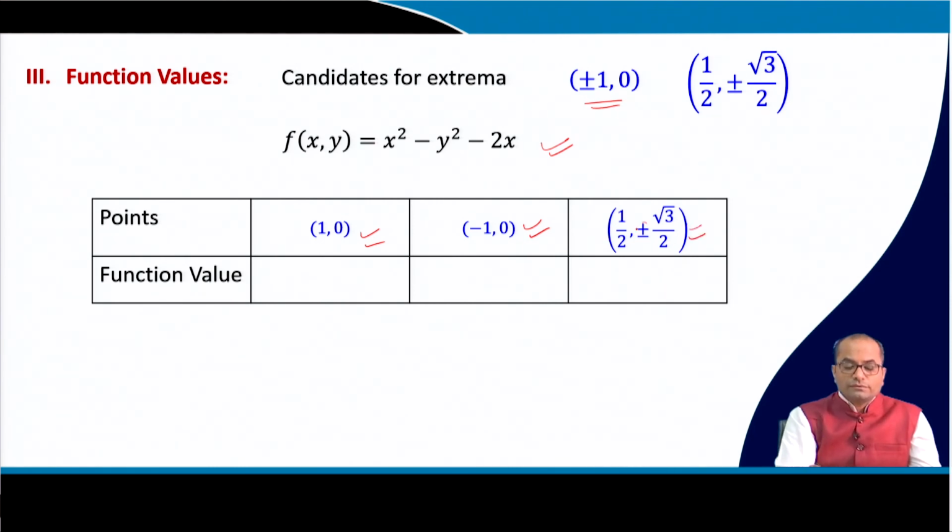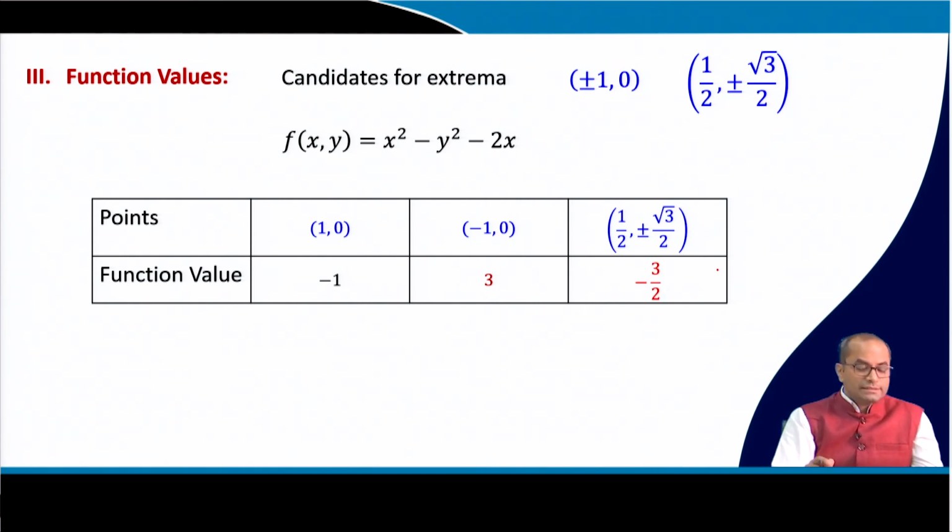Why have we taken plus minus together? Because y square is there, the value will be the same at both the points. So, at 1 comma 0, the value will be 1 minus 2, so that is minus 1. At minus 1, the value will be 3, and here it is minus 3 by 2.